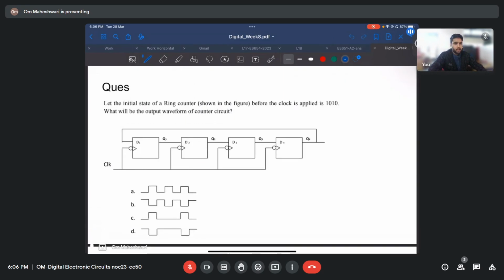So the first question is of a ring counter. In this week, and also in the coming weeks, we'll be mostly encountering sequential circuits. Sequential circuits are clocked circuits, and counters and registers are examples of sequential circuits. Here, first we are dealing with a ring counter. So what a ring counter is, simply.